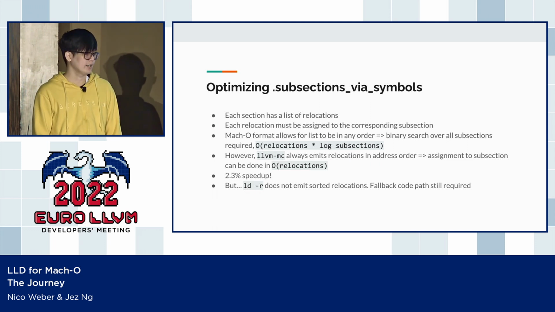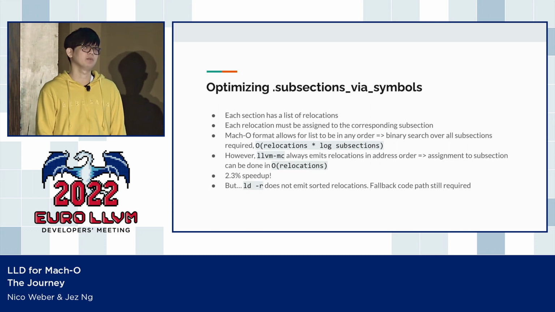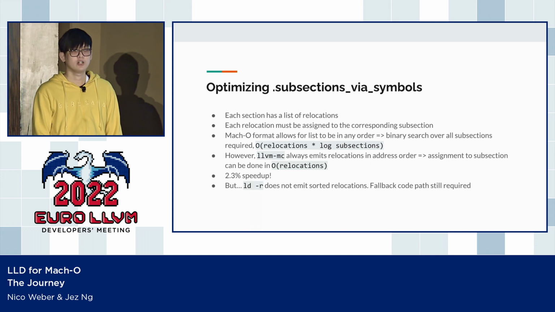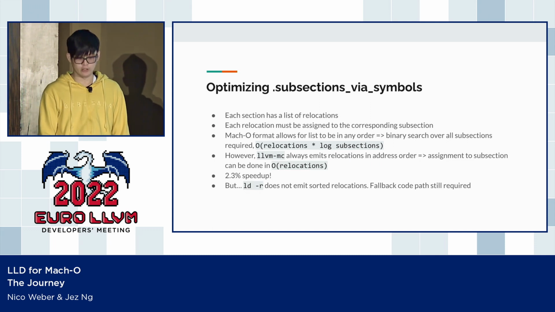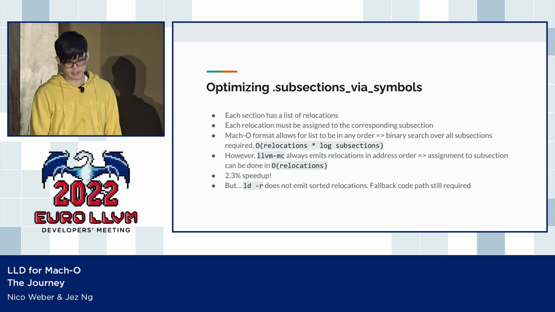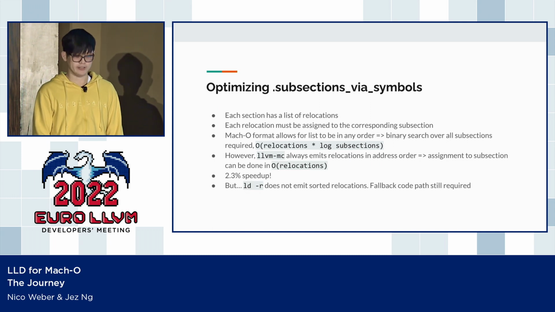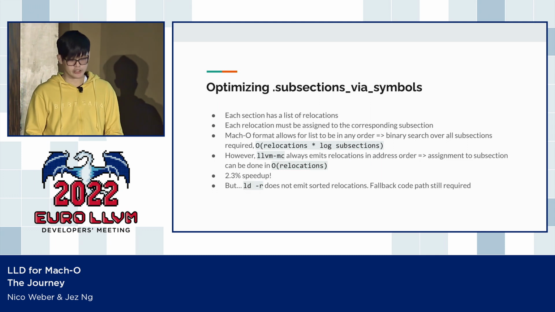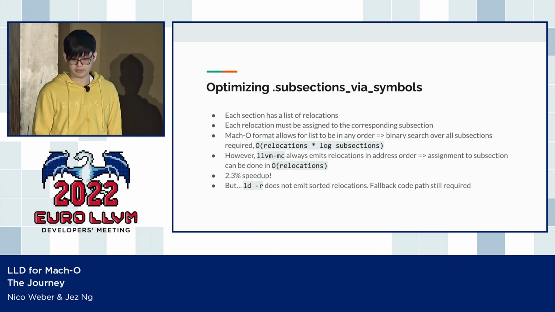Later on, however, I noticed that MC always emits relocations in address order. Thus, in practice, we can actually perform relocation assignment in O(N) time. Making this change gave us another 2.3% speedup. However, there's a catch. ld -r does not emit sorted relocations, so a fallback to the binary search path is still required. Now you may be wondering, what is ld -r? And that is what I'm going to talk about next.